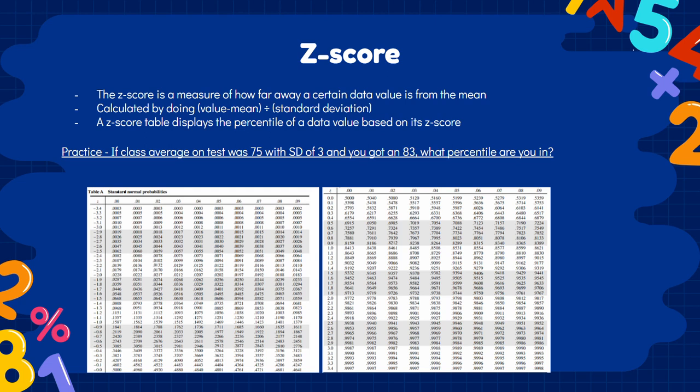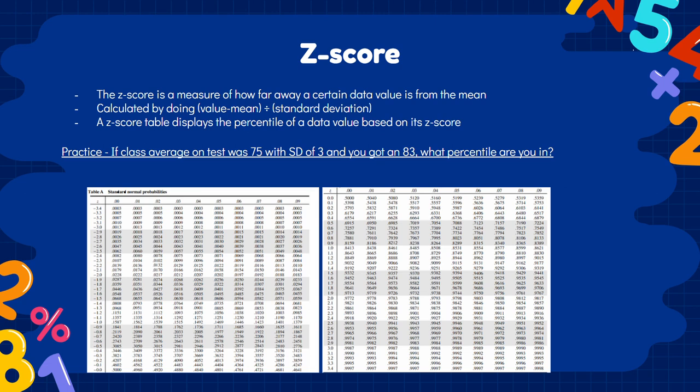If the class average on the test was a 75, with a standard deviation of 3, so on average people varied from the 75 by 3 points, and you got an 83, what percentile are you in? So to get the percentile, you have to look at this chart and everything. So this might look a little complex at first, but first let's just get the z-score.